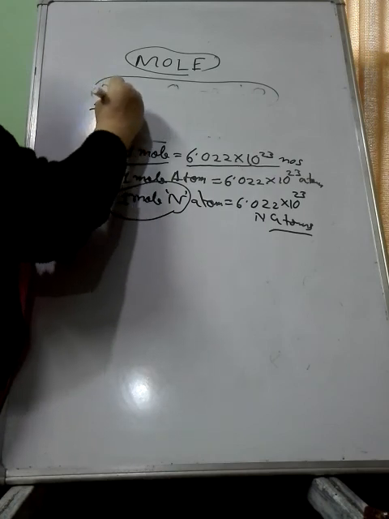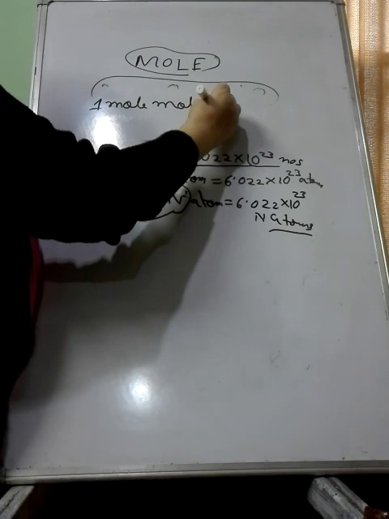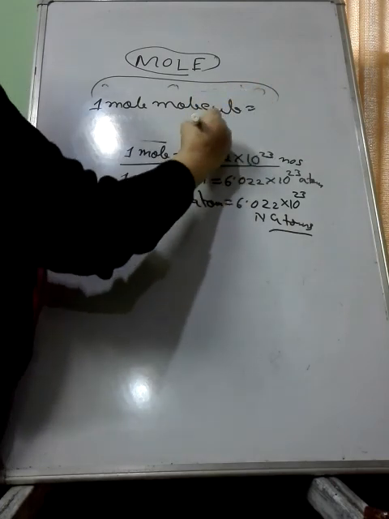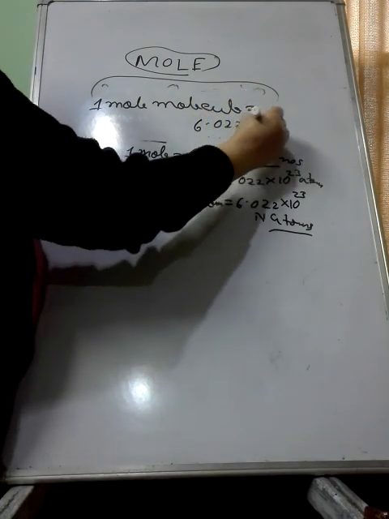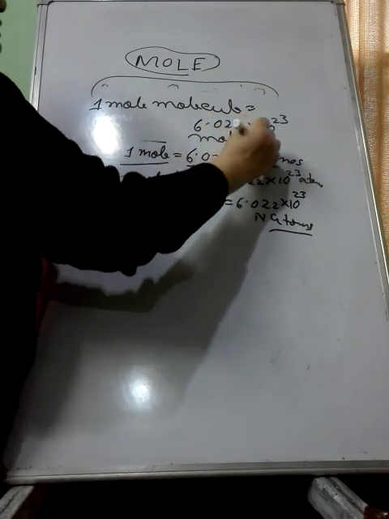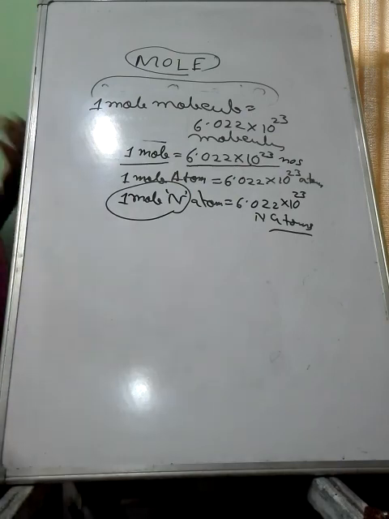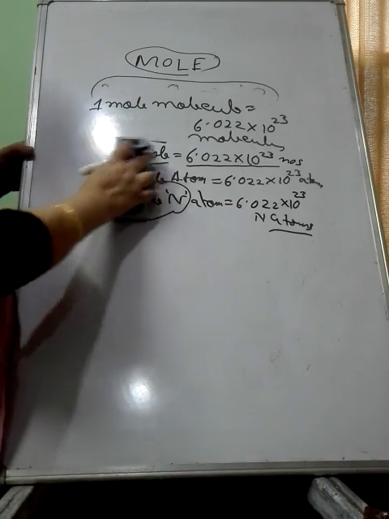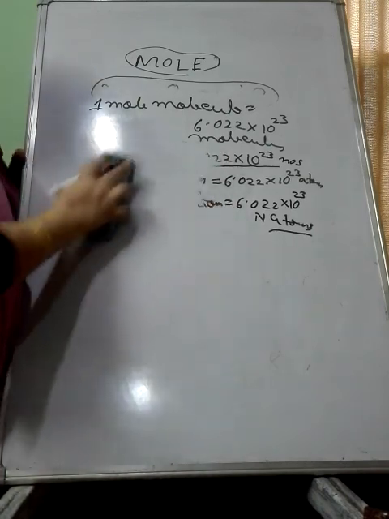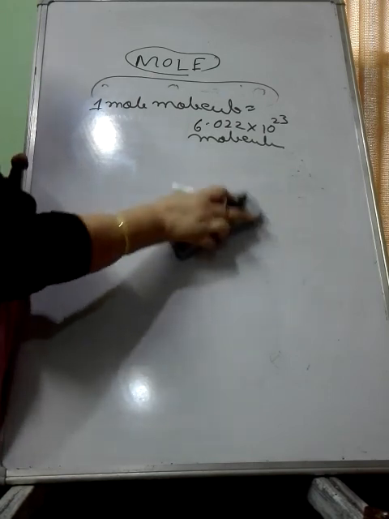So 1 mole of molecules is equal to 6.022 × 10^23 molecules. It may be a water molecule, a carbon dioxide molecule, a sodium chloride molecule, whatever. 1 mole of the molecule means in that amount we will have 6.022 × 10^23 molecules.